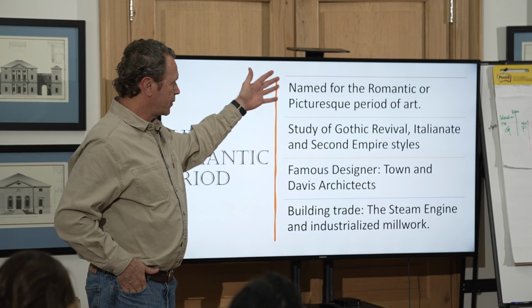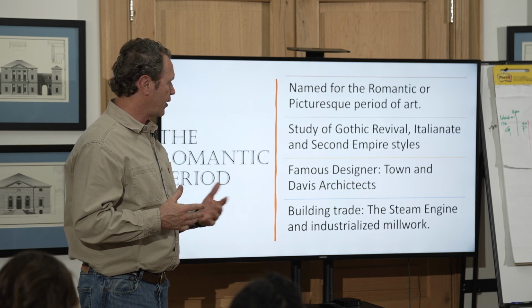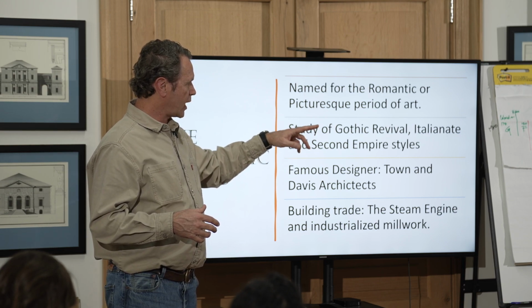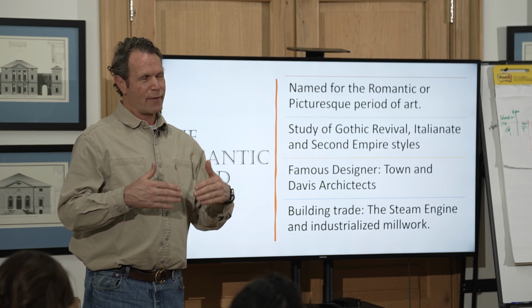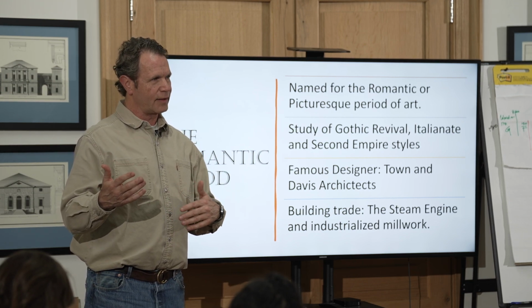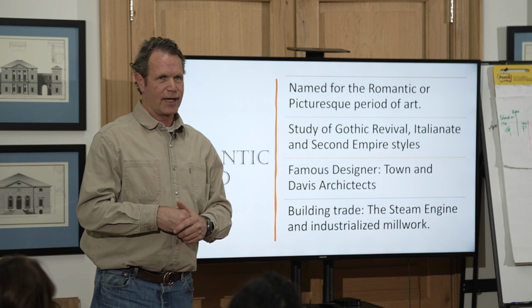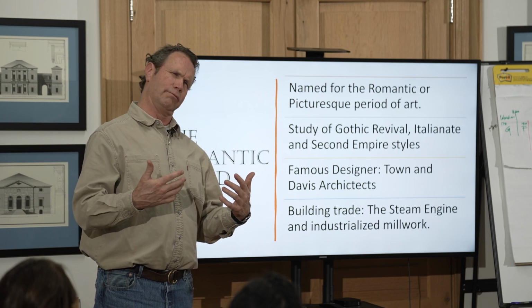So basically what we're going to be talking about is this Romantic era. Why is it called the Romantic era, this picturesque era? The three styles we're going to be studying are the Gothic Revival, Italianate, and Second Empire. We're going to have a quiz in the second episode of this, and we're going to try to choose the style. Victorian's really hard for me to recognize and go, what style is that?